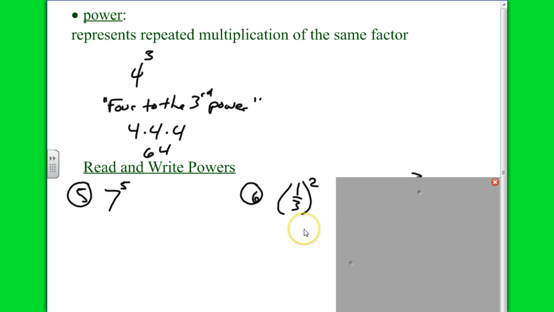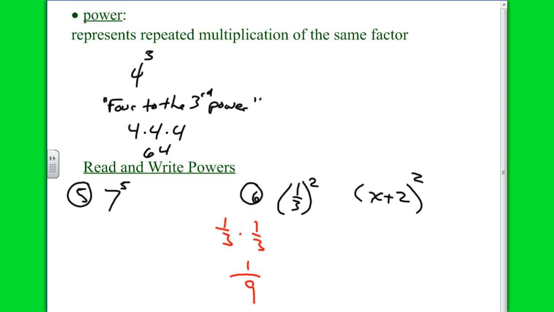Can anybody tell me the value of 1/3 squared? 1/3 squared is? 2/6. So if we expand this, we would have 1/3 times what? 1/3. And so when we're multiplying fractions, we simply multiply across the top and across the bottom and get 9. 3 times 3, 9, right? I know, sometimes we say 6 by accident, right?